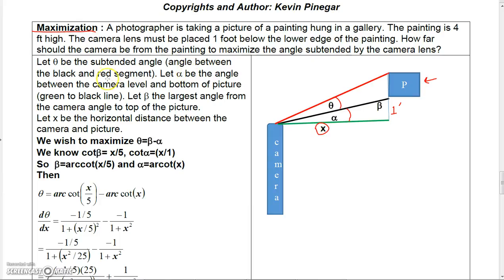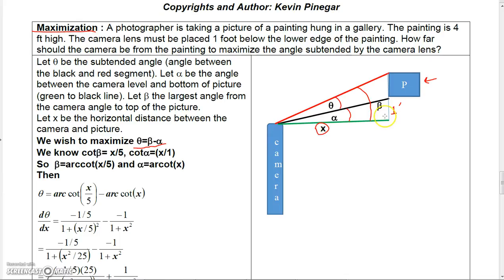and then beta is going to be the entire angle from here to here. So basically what we want to do is maximize this angle theta here, but theta is actually the angle beta minus this angle alpha. So we can write theta as beta minus alpha.